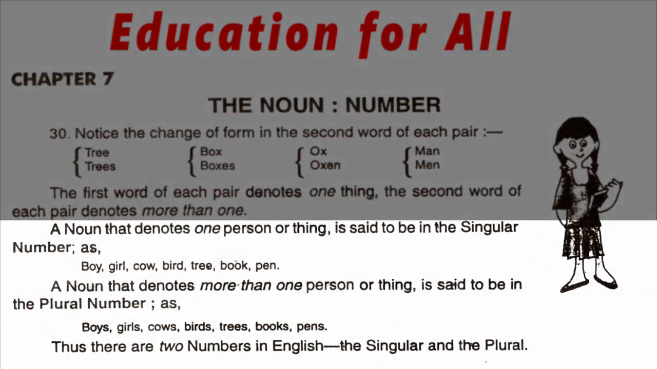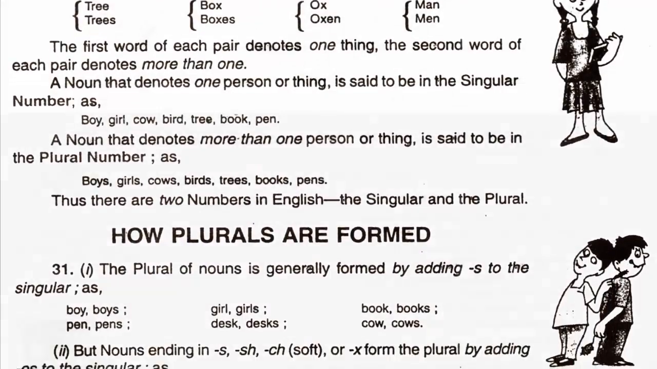A noun that denotes one person or thing is said to be in the singular number. As boy, girl, cow, bird, tree, book, pen. A noun that denotes more than one person or thing is said to be in the plural number. As boys, girls, cows, birds, trees, books, pens. Thus there are two numbers in English, the singular and the plural.